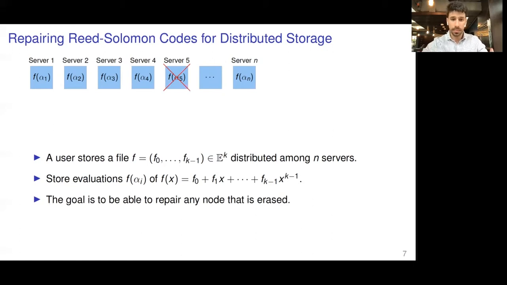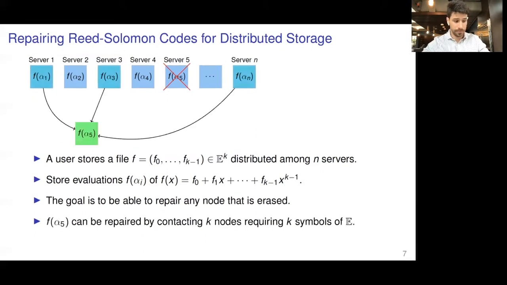The goal of this scheme will be to retrieve any erased node. So if node 5 fails, contacting k nodes provides k evaluations of a polynomial of degree k minus 1, allowing polynomial interpolation and therefore the retrieval of node 5.